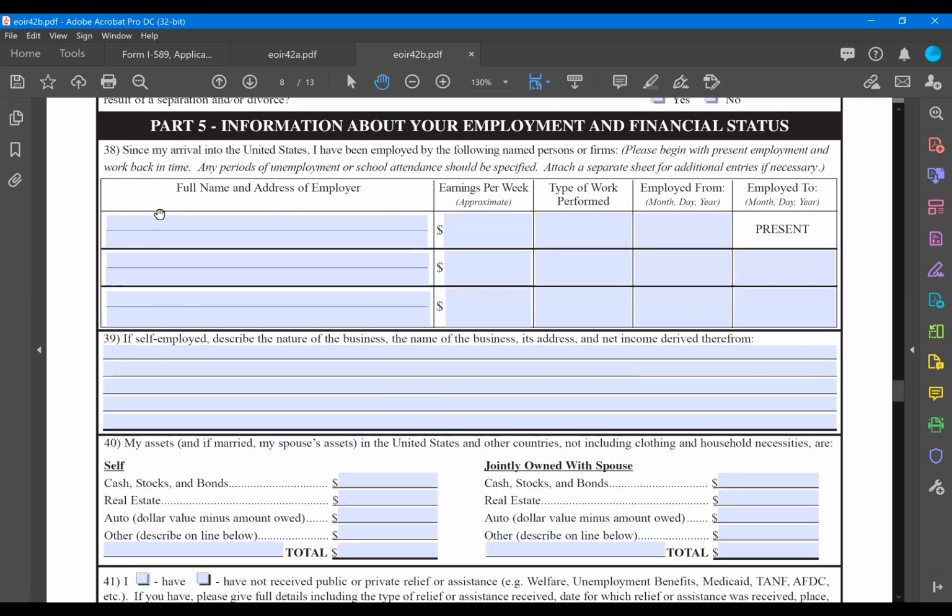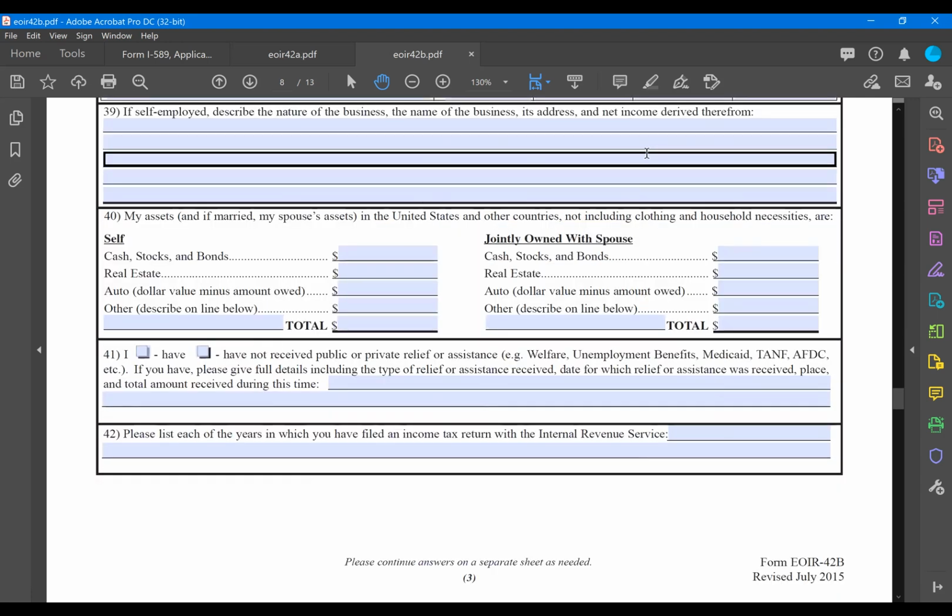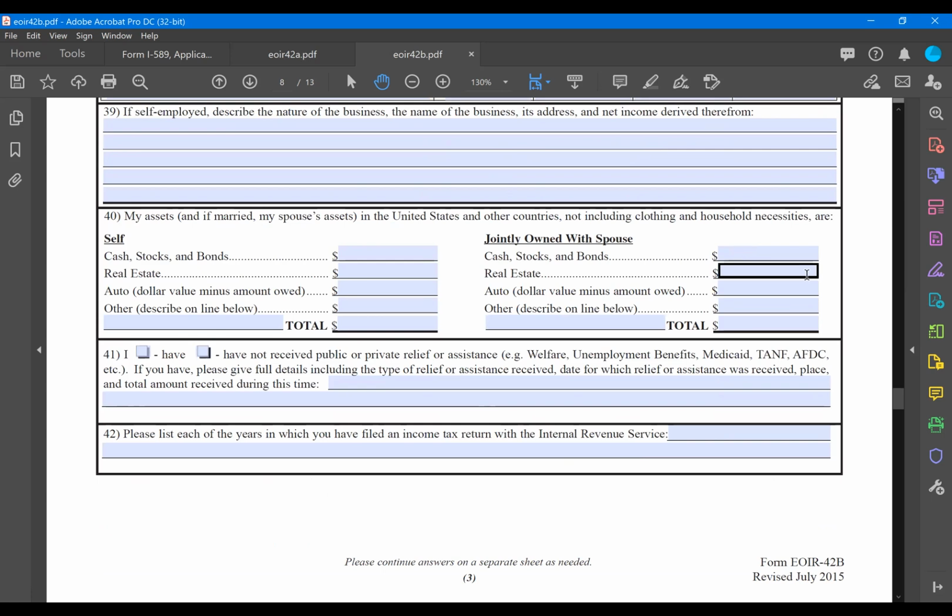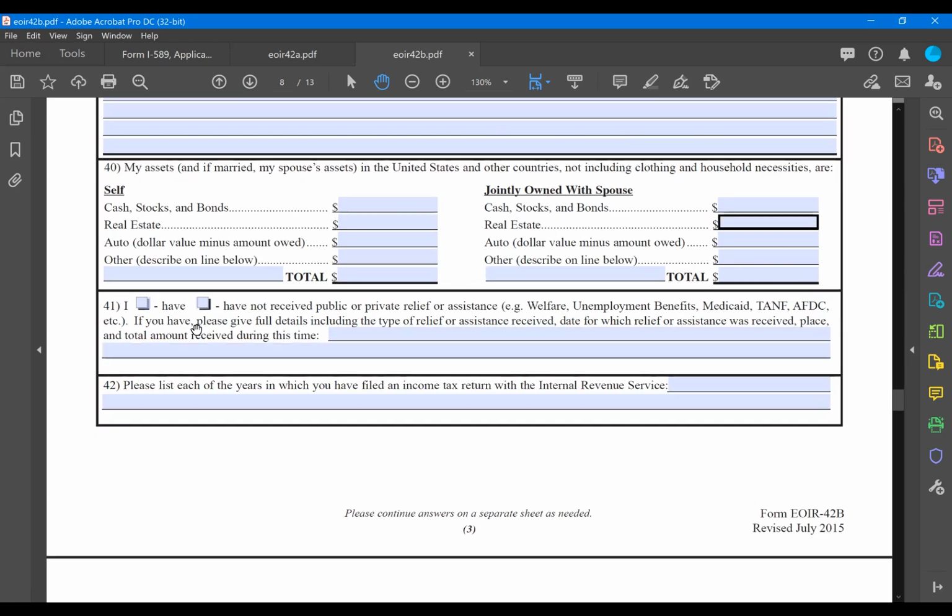Employment and financial status. This is essentially the same. And in the same way, it asks since the arrival into the United States, not just the 10 years, going all the way back to their arrival in the United States. If self-employed, describe it. We have the assets here. This same question, whether the actual applicant has received any kind of assistance. And the question about the family is on the next page.